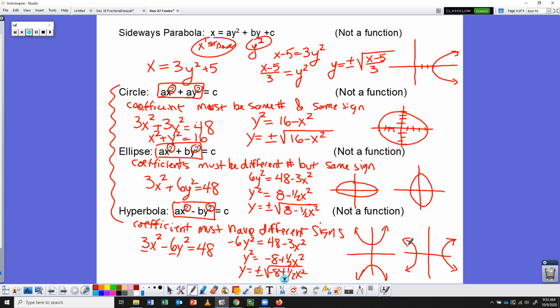And again, for all of these ones that are not functions, you actually are graphing two separate equations. One gives you the top half and one gives you the bottom half.